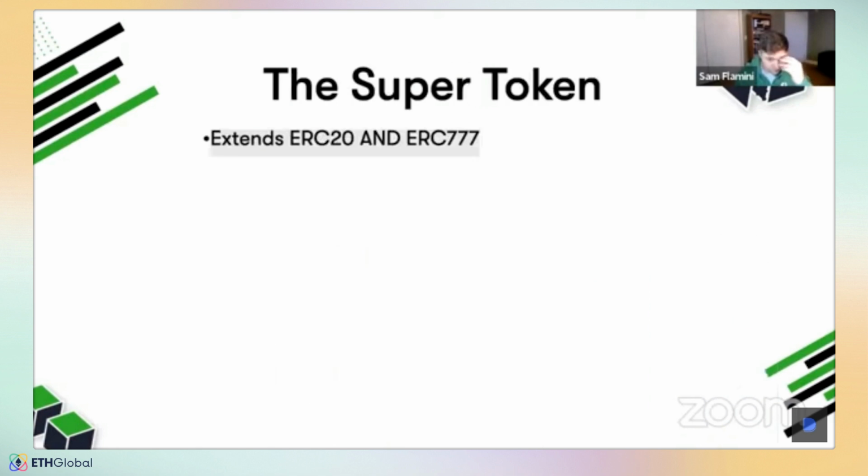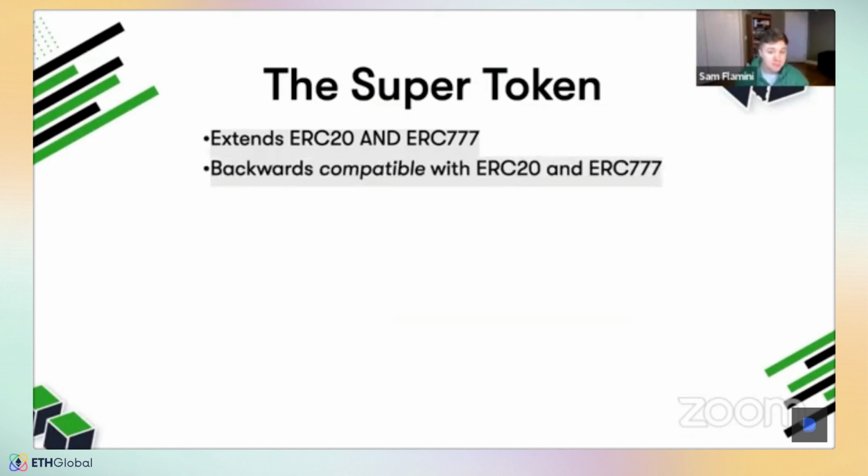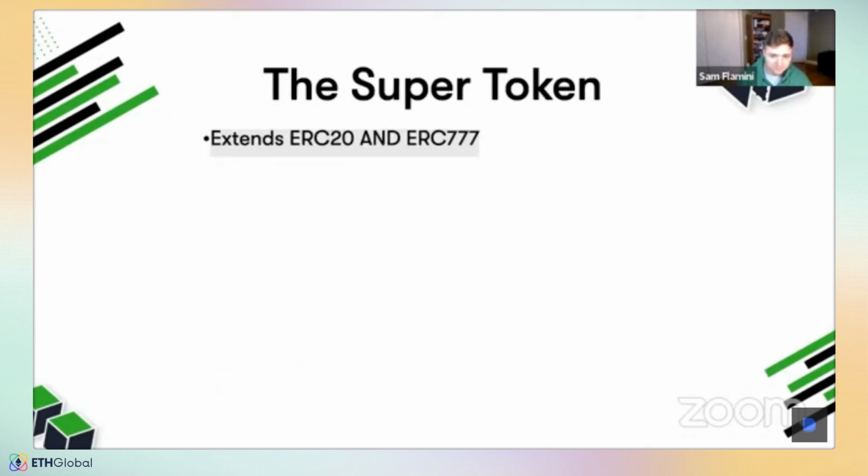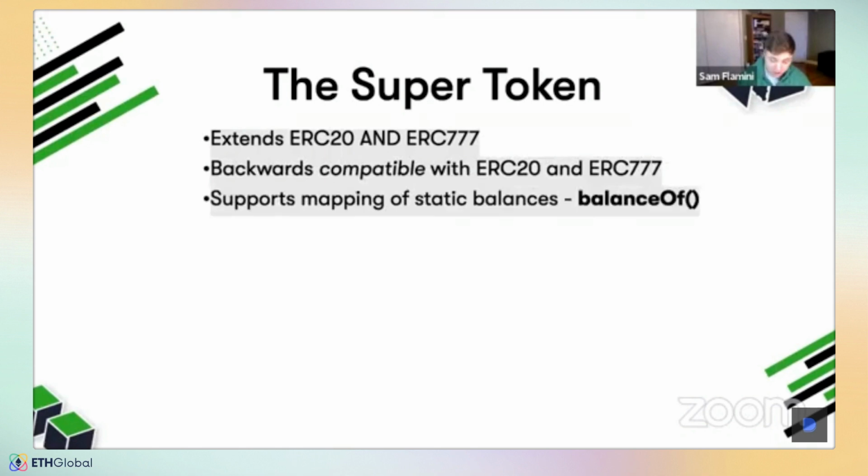So what is the super token? Well, it extends the ERC20 and the ERC777. I'm not going to go too deeply into ERC777 today, but there are some other features on that are helpful to people using super tokens. It's backwards compatible with ERC20 and ERC777. So if I have DAI or Comp or Uni or USDC, I can wrap that and easily unwrap that as a super token. And I'll walk through how that works later. It supports a mapping of static balances just like the ERC20 does, right?